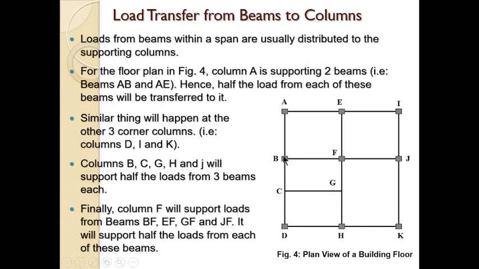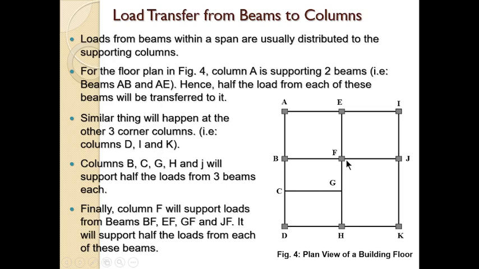Those are middle columns. They will be carrying loads from three beams. Column B will be carrying half of the load from beam AB, half of the load from beam BF, and half of the load from beam BC. The same thing, column C will be carrying half of the load from BC, half of the load from CD, half of the load from CG. And column G will be carrying half of the load from GF, half of the load from GC, half of the load from GH, and so on.